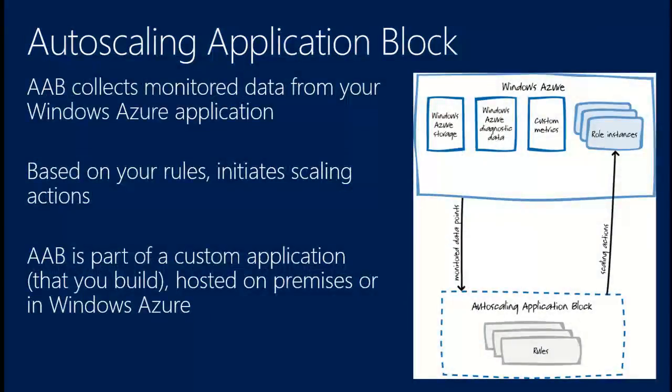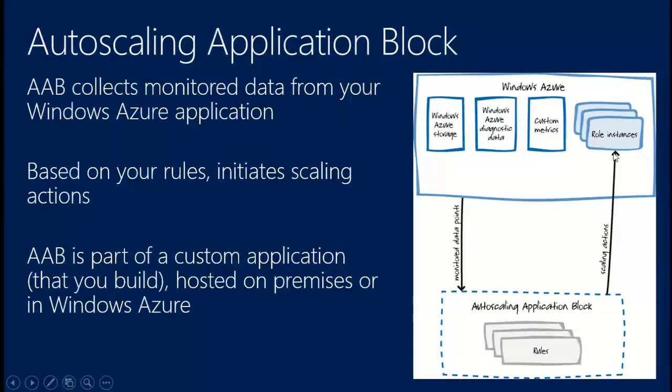OK, the Autoscaling Application Block is just a library with a set of XML files you need to somehow include in an application that you build. And here's how it works. First of all, here's the target application, the application you need to scale or, I don't know, to throttle maybe. And here are your instances.